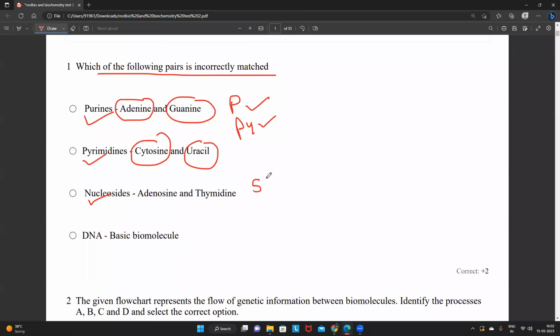Nucleoside means what, friends? Sugar plus base together we call a nucleoside. Which means there is no phosphate group present. So when the base adenine combines with the sugar, we call it adenosine. When the base thymine combines with the sugar, we call it thymidine. So obviously this is also absolutely true.